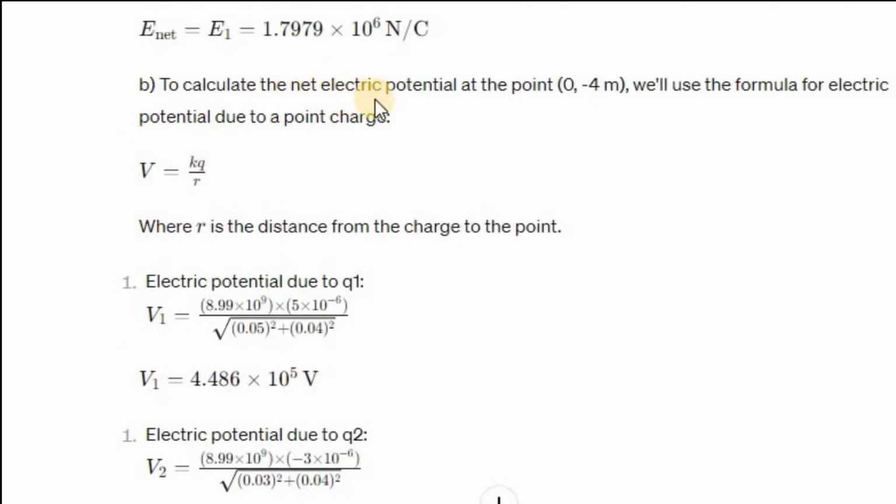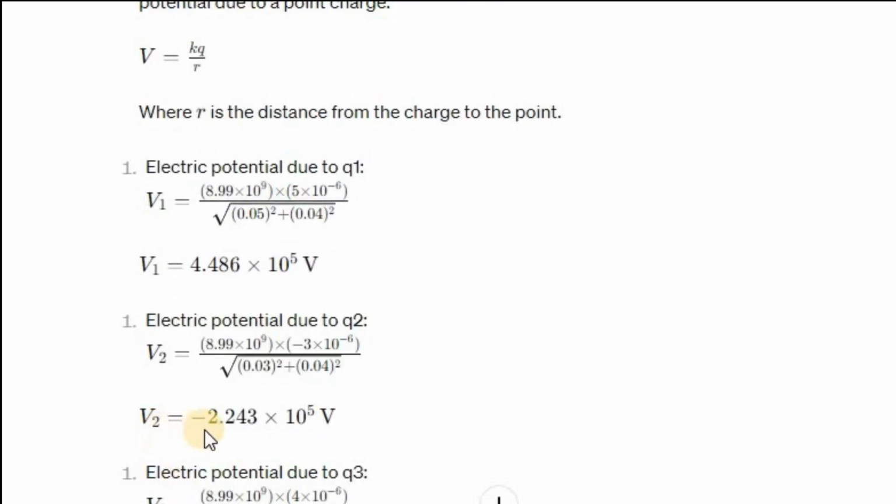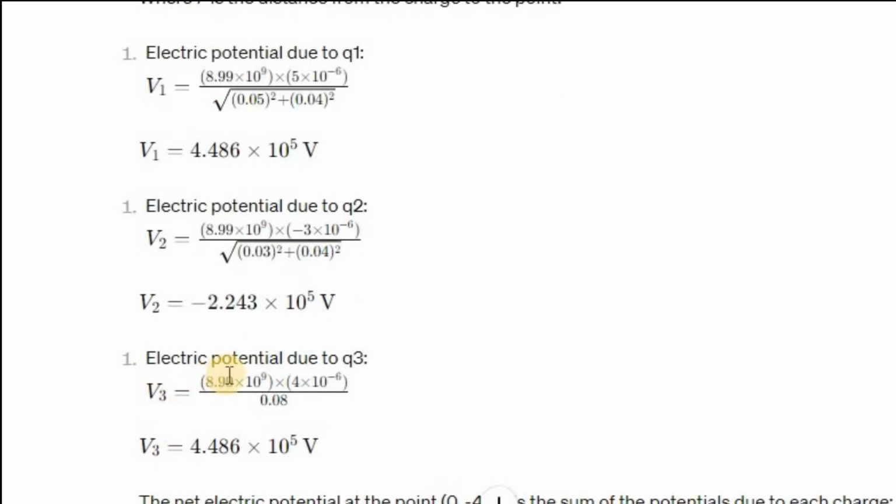B. To calculate the net electric potential at the point 0, minus 4 meter, we use the formula for electric potential due to a point charge. V equals kQ over R, where R is the distance from the charge to the point. Electric potential due to Q1, V1, equals the electric potential due to Q3. Electric potential due to Q2, V2, equals minus 2.243 multiplied by 10 raised to power 5. Electric potential due to Q3 is V3.